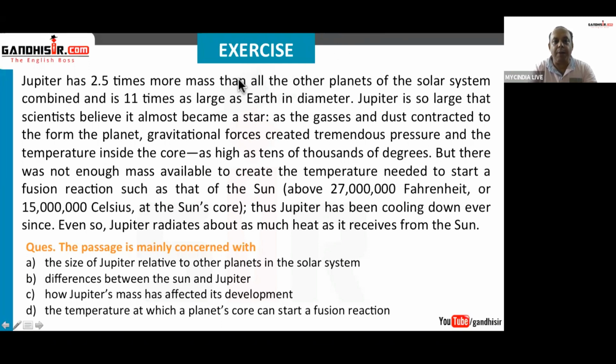Now see, the pointer is "but". When you look at the pointer, but there was not enough mass available. See, when you see this quantifier, these all lines have now lesser importance. Now the main thing that starts from here: but there was not enough mass available to create the temperature needed to start a fusion. अब इसका answer ढूंढना है ना, what is the technique.